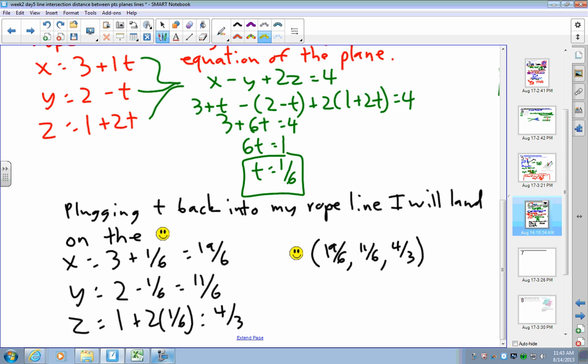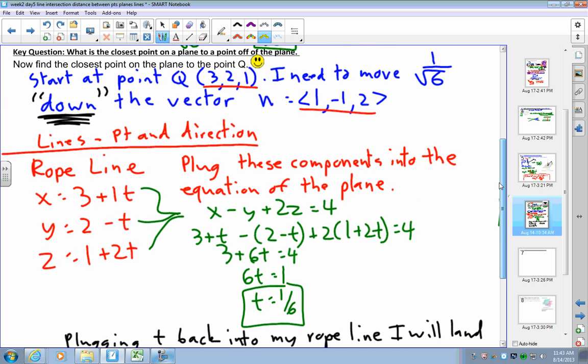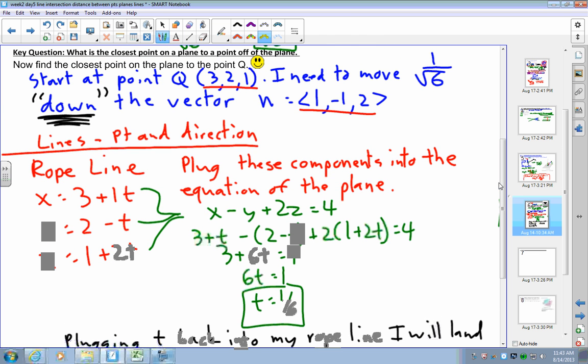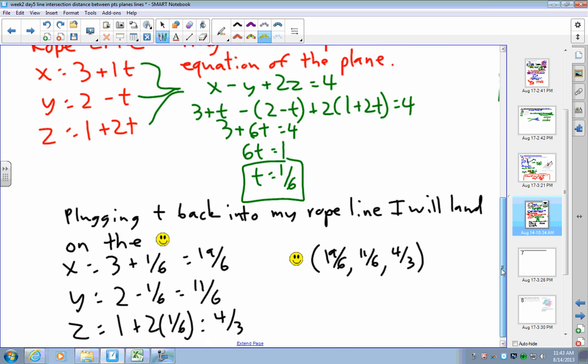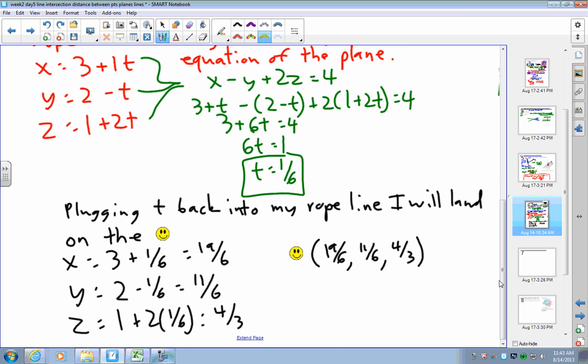Okay? Now, that is one way to do it. This way it might feel like there's a little bit more algebra involved. I used the rope line. I plugged it into the plane. You know, it's kind of like substitution. I'm trying to find an intersection, so I connect the rope line to the plane by substituting in. I solve for the time parameter, and I plug that time parameter back into my line to figure out where my point is. Okay? There's another way to do it.